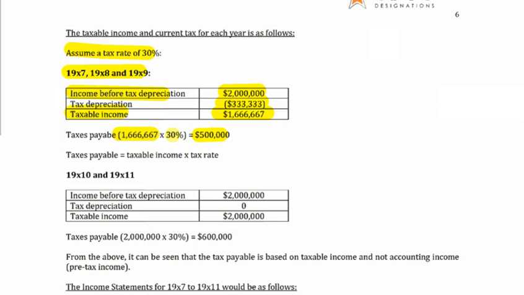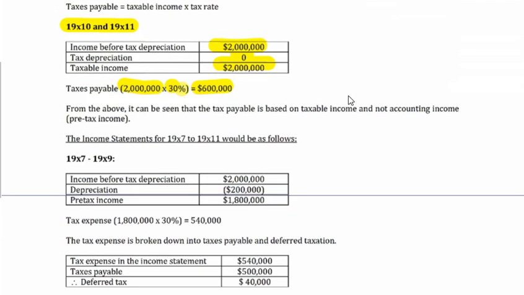What about the next 2 years, 1910 and 11, when I've got no more depreciation allowed for deduction? Same story, income before depreciation, 2 million. How much tax deduction do I get for depreciation? 0. I wrote it all off in the first 3 years. Okay, and my taxable income then is $2 million. Don't forget to times it by the 30%, and I have to pay taxes of $600,000. That is the tax picture.